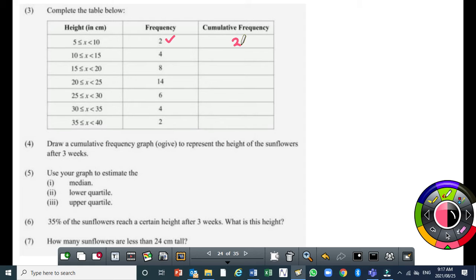But the cumulative frequency of the second class interval will be equal to the first cumulative frequency plus the second frequency. That will give you 6. Then the next one will be 6 plus 8, you get 14. Then 14 plus 14, you get 28. 28 plus 6, you get 34. 34 plus 4, that's 38. 38 plus 2, that's 40. So we have got that.